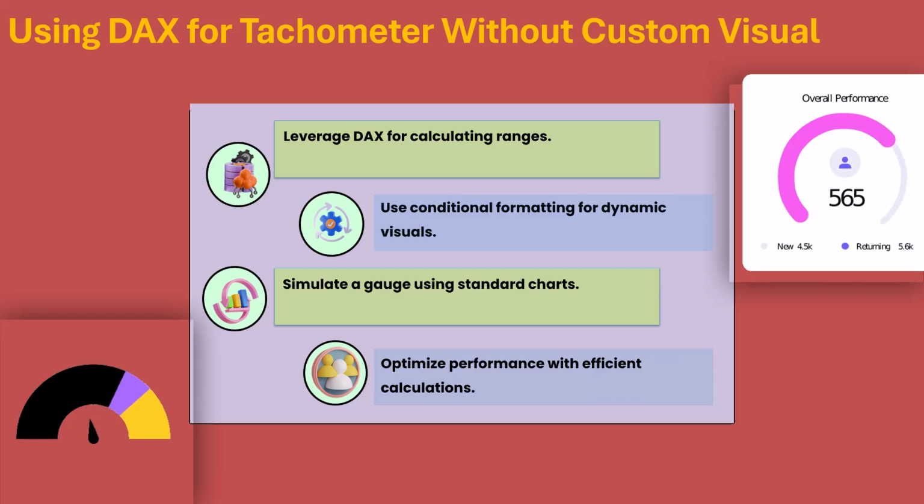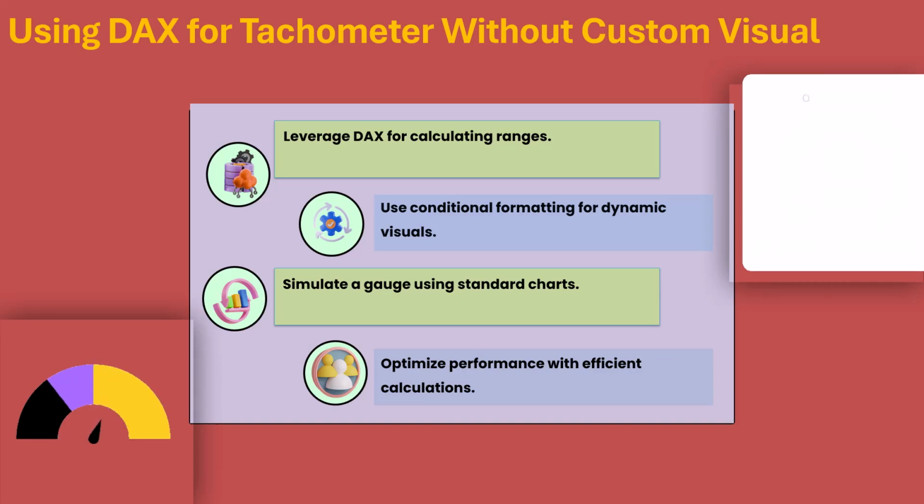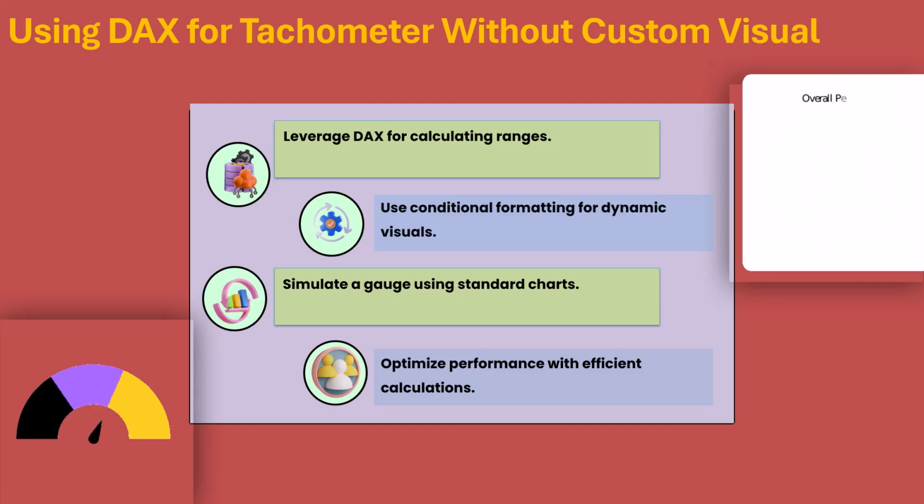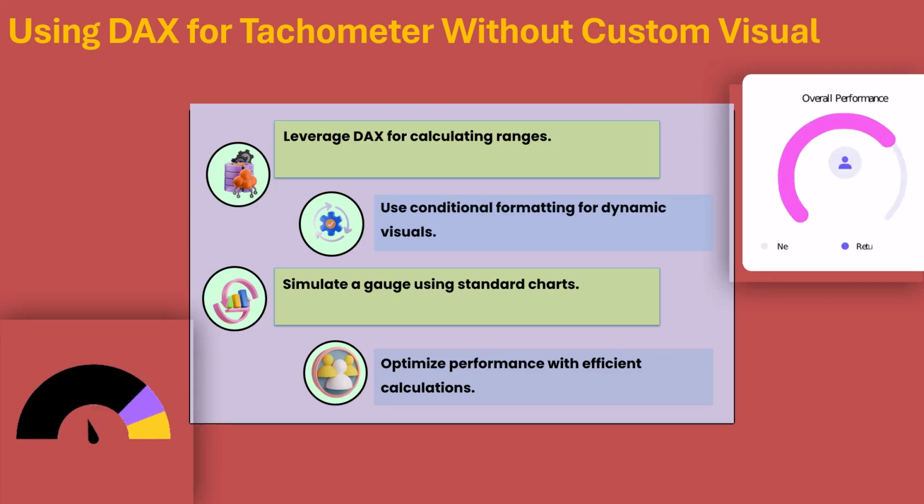Let's get nerdy with DAX. First, we can calculate ranges dynamically, because hard coding is so last century. Conditional formatting helps your tachometer adapt like a chameleon. Who needs custom visuals when we can cleverly simulate them with standard charts? And finally, efficiency matters. Let's keep our calculations crisp so your Power BI reports don't take ages to load.